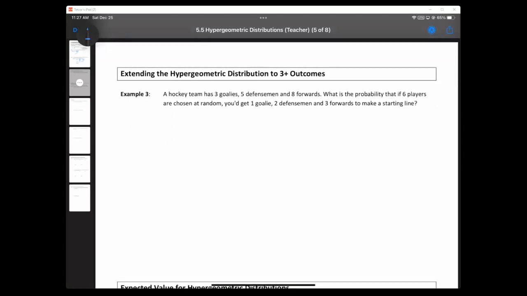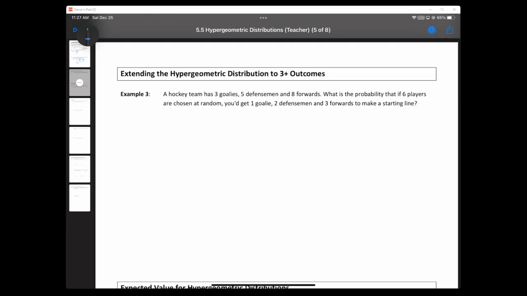Okay, I'm going to point out that we can extend our hypergeometric distribution, unlike our binomial, at least not easily, to do 3 or more outcomes. And this is where the whole idea of a shopping list comes in really nice. So a hockey team has 3 goalies, 5 defensemen, and 8 forwards. And by the way, if your knowledge of hockey is about as good as mine, don't worry about it.